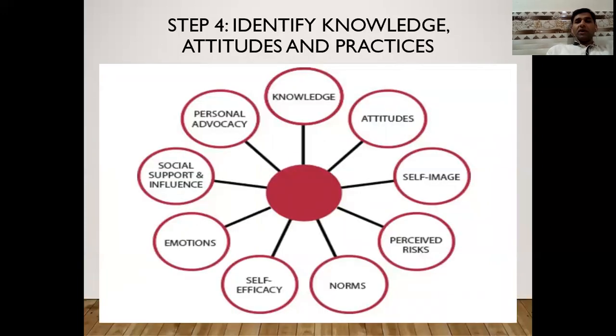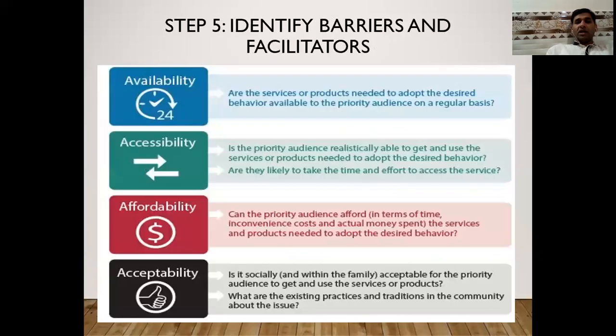Step number 4: identify knowledge, attitudes, and practices. So knowledge, attitude, self-image, perceived risk, norms, self-efficacy, emotions, social support and influence, personal advocacy, and then this circle continues, it grows. Identify barriers, step number 5, and facilitators.